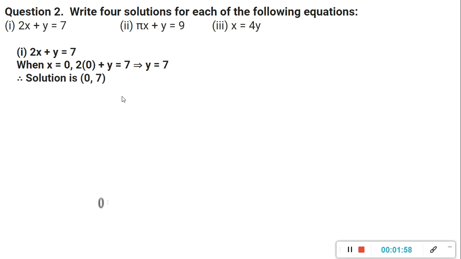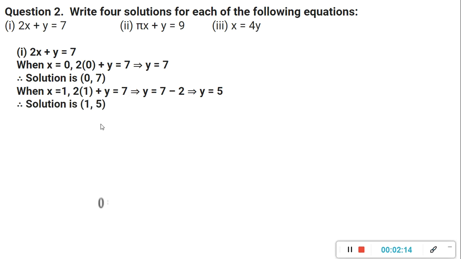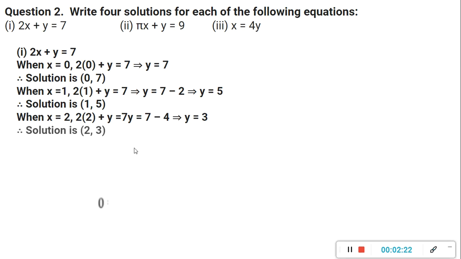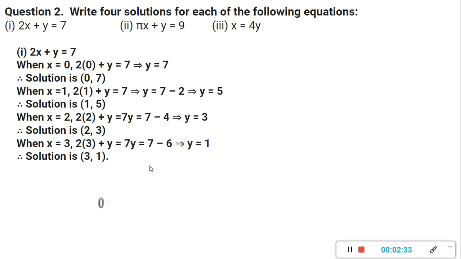So what is the solution? 0 and 7. Now for the second one, if we put the value of x as 1, then 2 into 1 is 2. 2 plus y is equal to 7 means we subtract 2 from 7. So 7 minus 2 is equal to 5. So the solution is 1 and 5. Now if we give 2 as the value of x, then 2 twos are 4. Then 7 minus 4 is equal to 3. So the solution is 2 and 3. If we put 3 as the value of x, then 2 threes are 6. Then 7 minus 6 is equal to 1. So the solution is 3 and 1. So these are the four solutions of this equation.